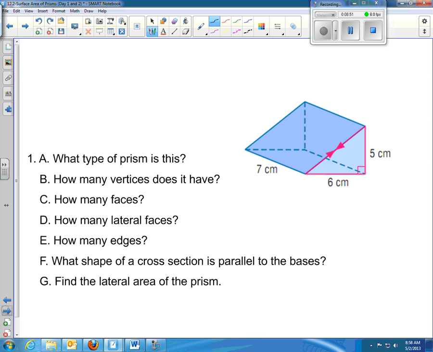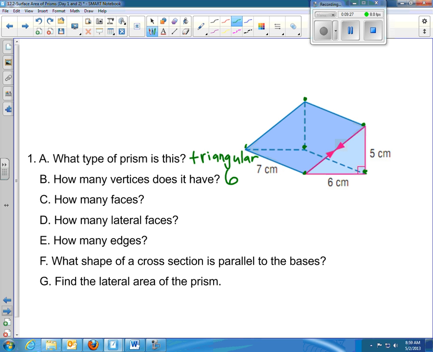All right, so let's go ahead and answer some questions about this prism we see here. What type of prism is this? What are the bases? It's outlined in red. This is going to be a triangular base. All right, how many vertices does it have? We haven't really talked about vertices, so here's where we're going to talk about it. Vertices are the points where the edges all come together. We can think about that kind of like they're the corners. So I'm going to put little green dots by each of the vertices. How many are there? There are 6.